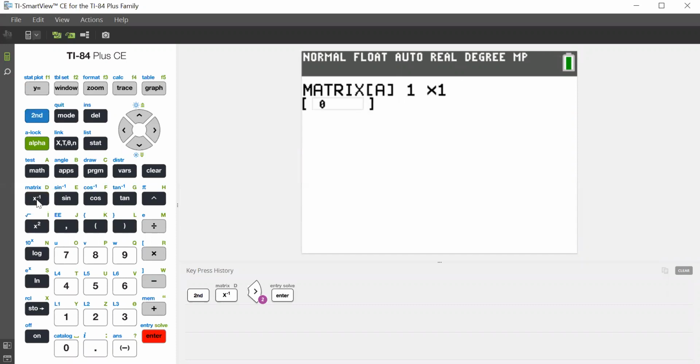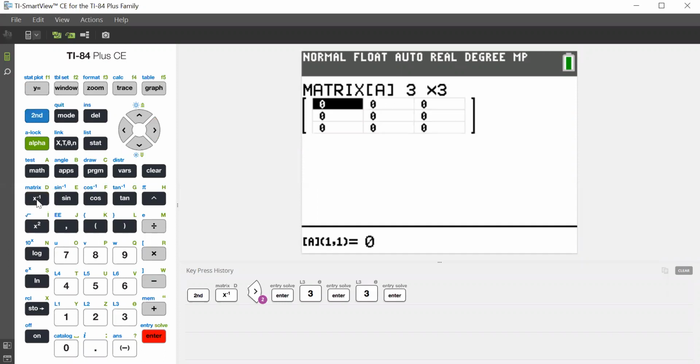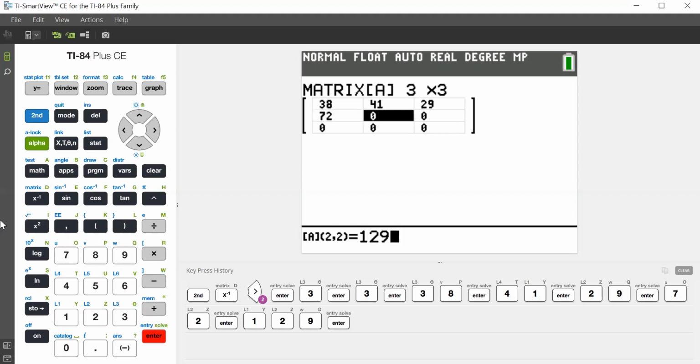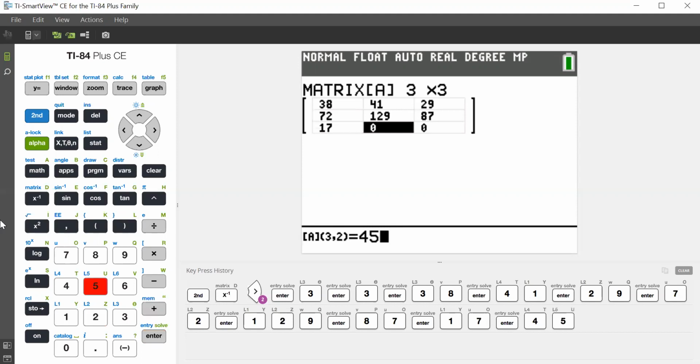But what are the dimensions of that matrix? It's 3 by 3, right? There's 3 rows. So hit 3, enter, 3, enter. And a 3 by 3 skeleton appears. Then just enter your numbers in by row. So I have them in front of me. 38. Next in that row is 41. Next in that row is 29. Then 72, 129, and 87. Last row, 17, 45, then 42.